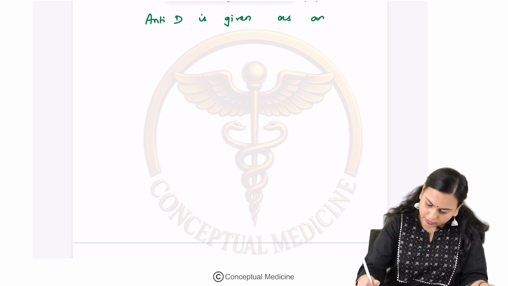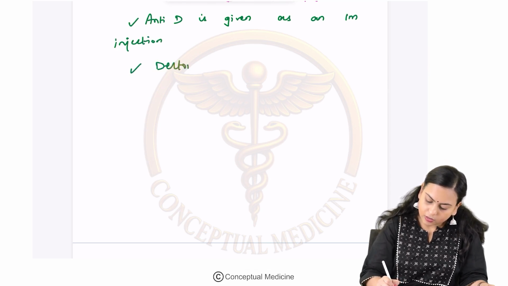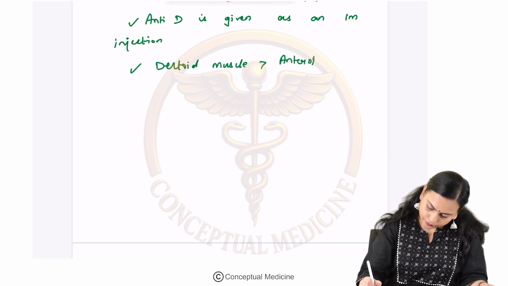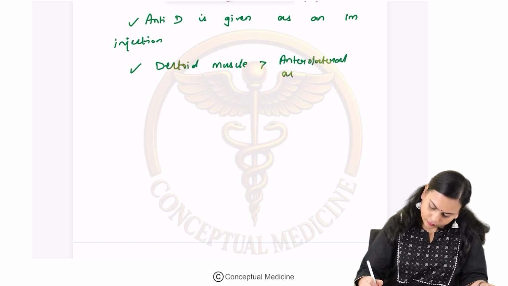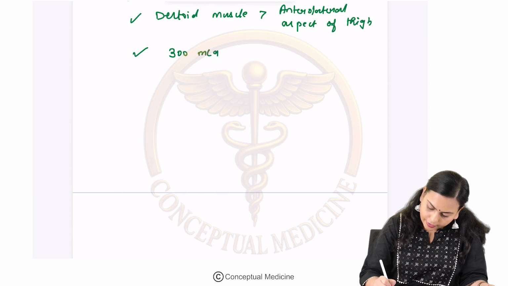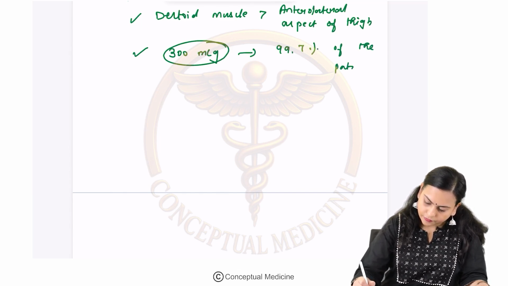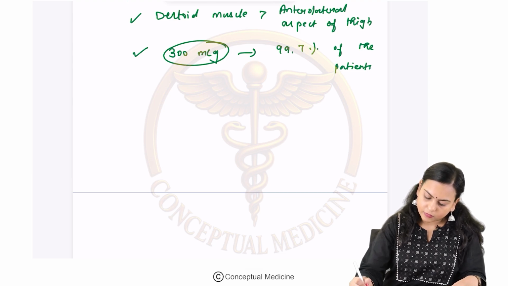Anti-D is given as an IM injection. It can be given in the deltoid muscle or the anterolateral aspect of thigh. Mostly, the standard dose of 300 microgram will cover 99.7% of the patients. Okay.